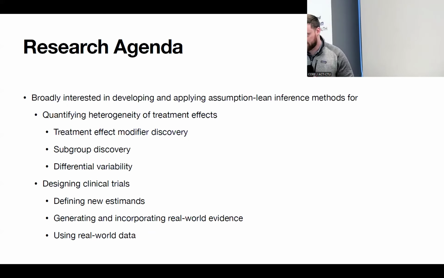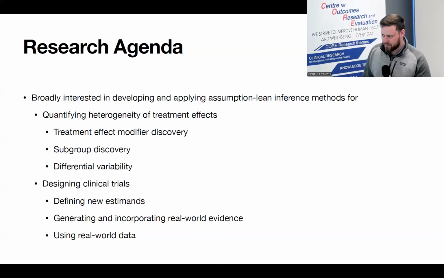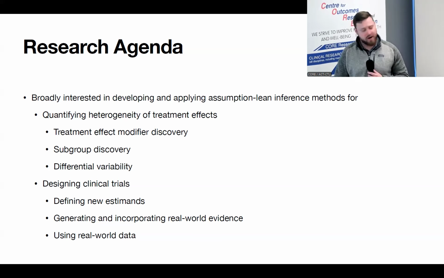So that could be identifying effect modifiers, subgroup discovery, or quantifying variability in clinical trials, as well as designing clinical trials by defining new estimands, another jargony word that I'll define in a slide or two, generating or incorporating real-world evidence into the design of clinical trials, or even using real-world data from administrative claims or EMRs.